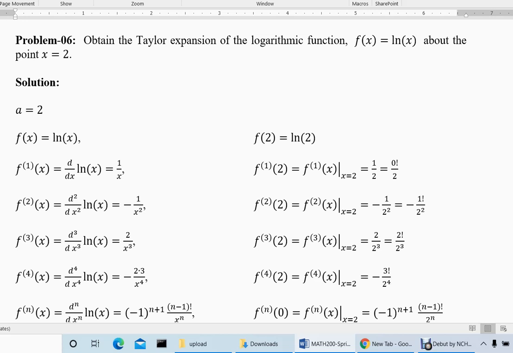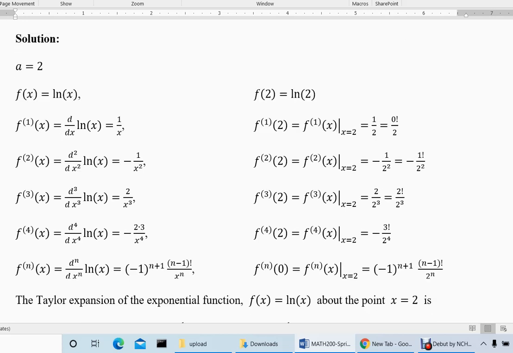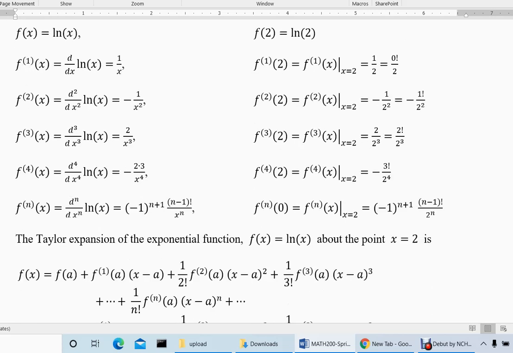Now f of x equal to ln x. The first derivative is 1 by x. The second derivative is minus 1 by x square. The third derivative is 2 over x cube. The fourth derivative is minus 3 factorial over x power 4.